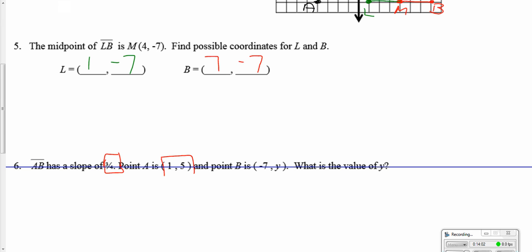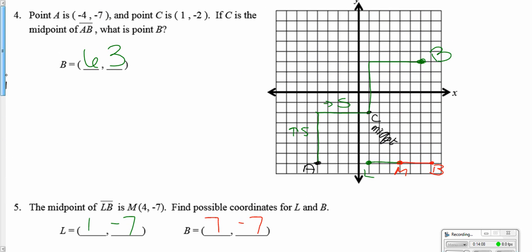Point A is 1.5. Point B is -7. Y, I need to figure out what Y is. So I'm going to go back up to the graph I used in number 4. Erase what I used in here for 4 and 5. And I'm going to graph what information I have.